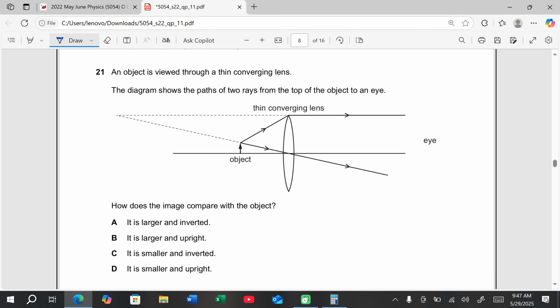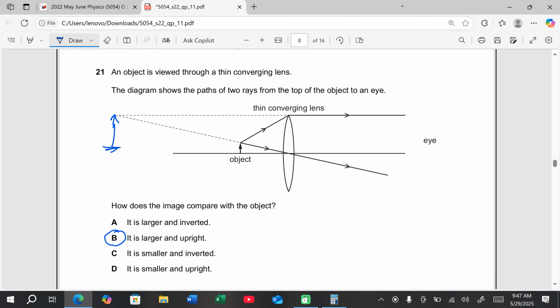An object is viewed through a thin converging lens. The diagram shows the path of two rays from the top of an object. How does the image compare to the object? Yes, it is a larger image, and it is upright and it is virtual as well. The reason is that it is on the same side of the object, so it is going to be virtual.